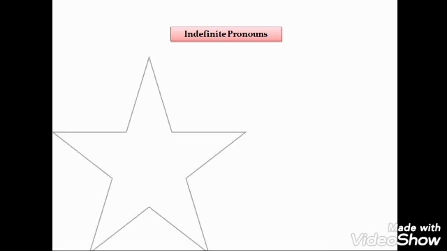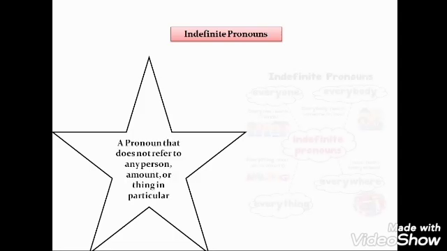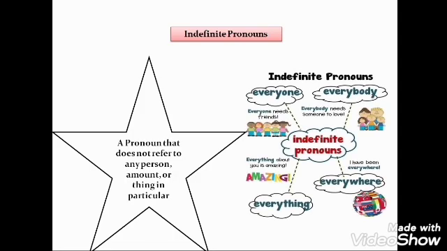Our next kind of pronoun is indefinite pronouns. Indefinite pronouns means we are not sure about any particular thing. We won't be specific about anything. The definition is a pronoun that does not refer to any person, amount, or anything in particular.